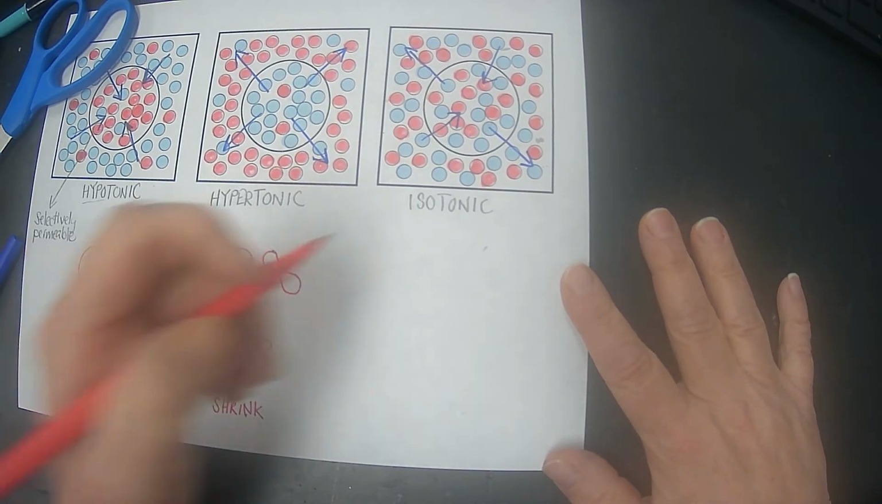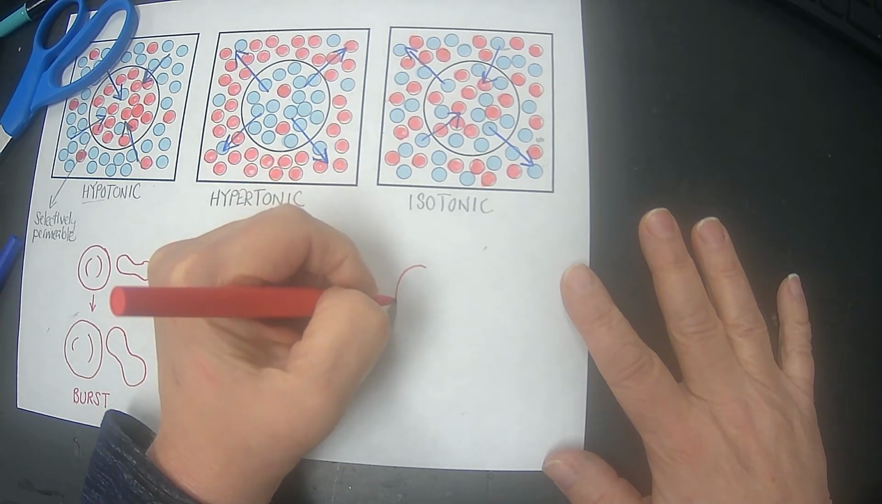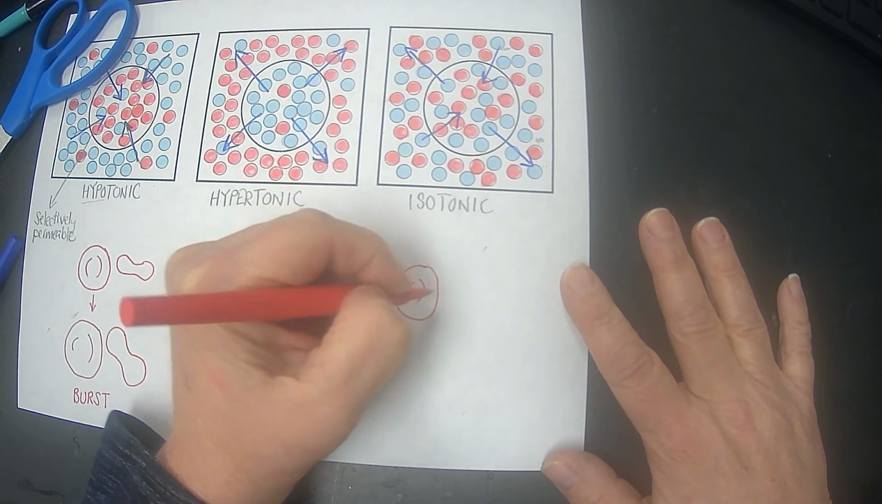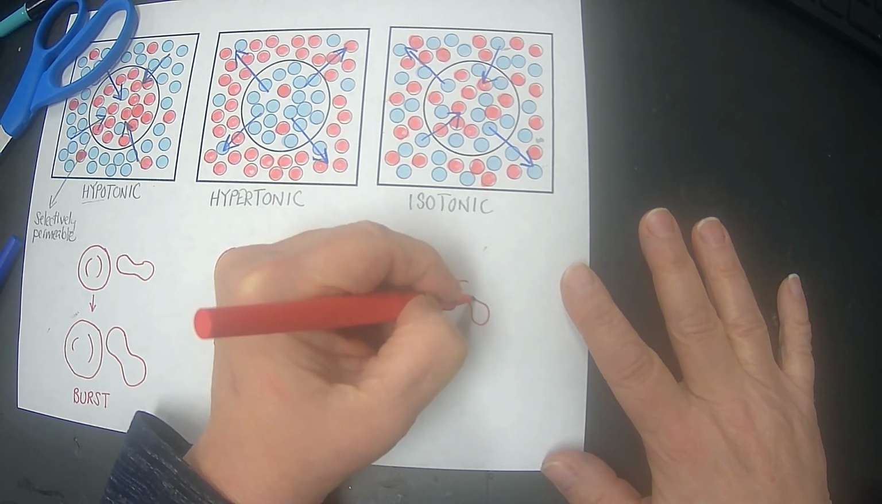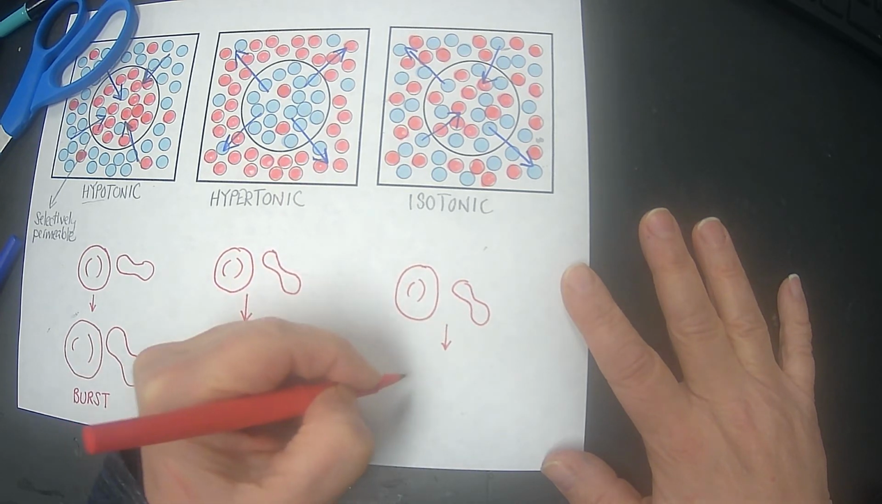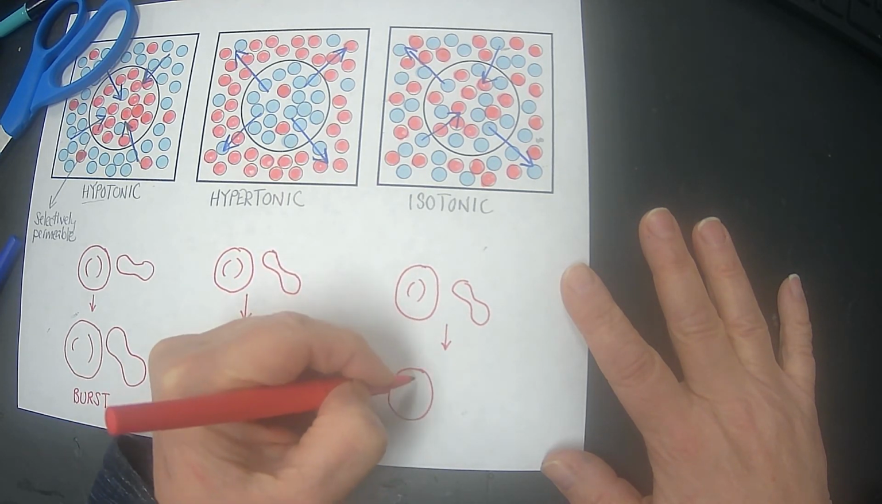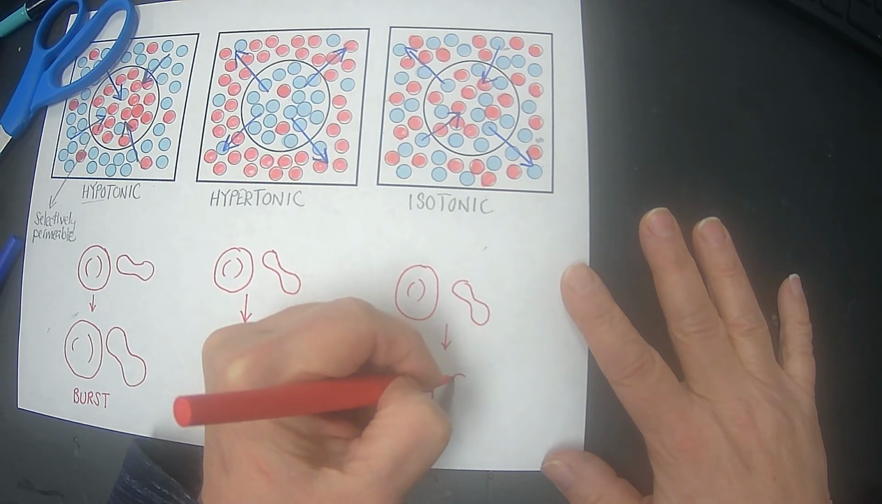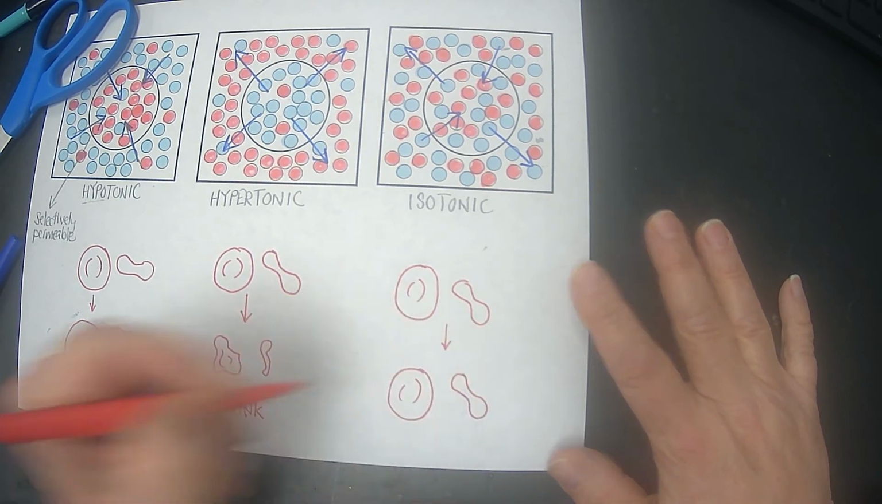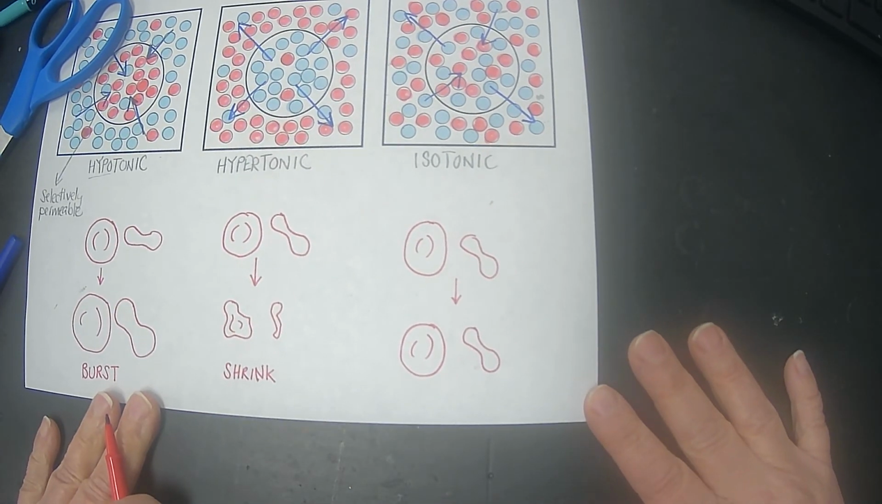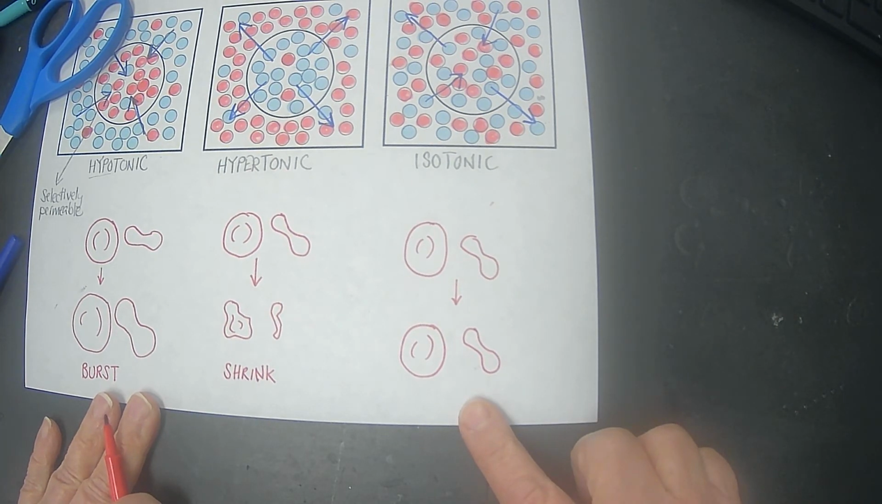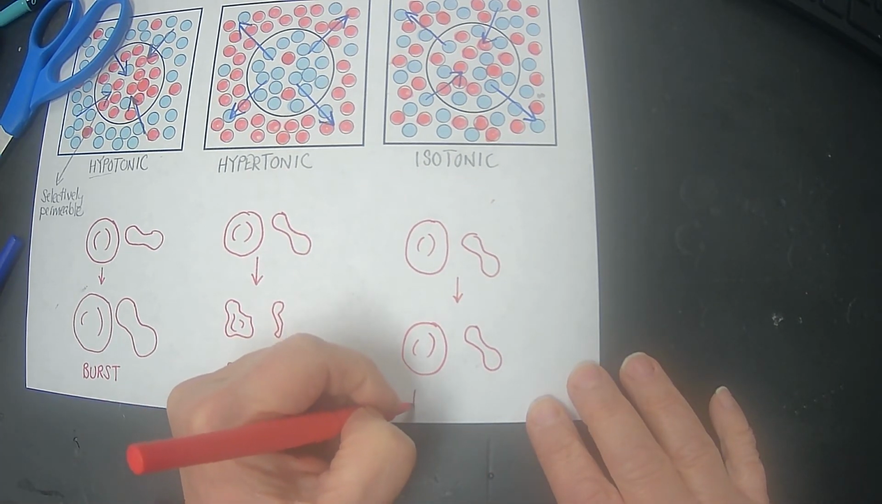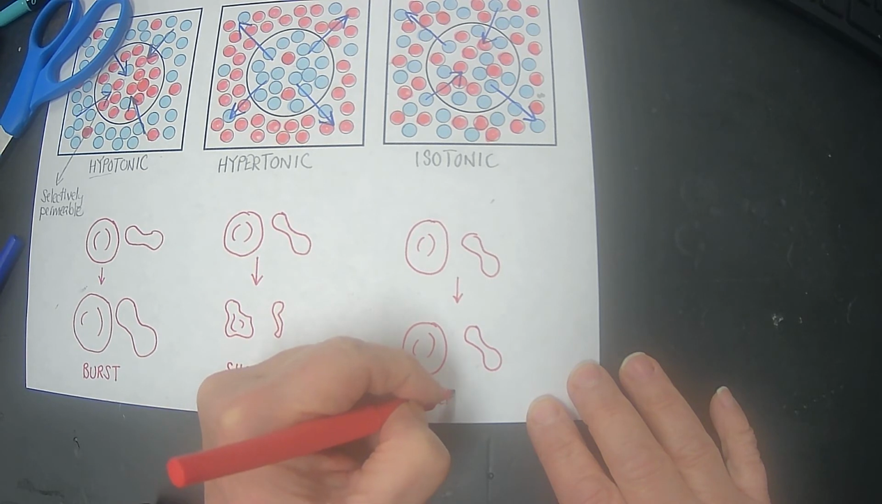But if you put red blood cells in an isotonic solution, what's going to happen is they will lose some water, but they will gain some water. And so your red blood cells will stay the same. So there will be no change.